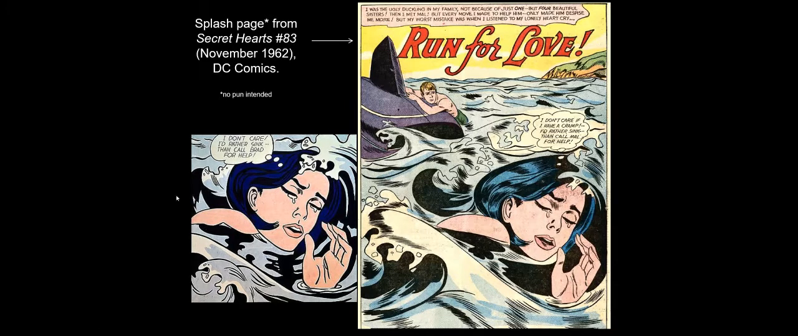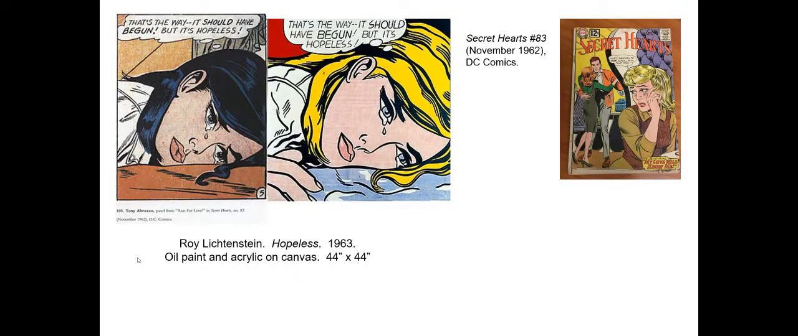Simplified the shapes of the waves curling around her head. And you might find it interesting that these comics aren't very valuable. They're not like Superman or Spider-Man or anything that comic connoisseurs are interested in, but art connoisseurs are, because Secret Hearts number 83 was actually the source for two Roy Lichtenstein paintings, Drowning Girl, and this one here, Hopeless. And if you go to a comic book store, one of those dusty old places where you're digging through these old tomes, you could probably find a box of it for like $0.25 each.